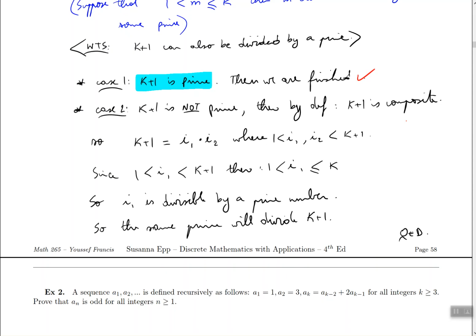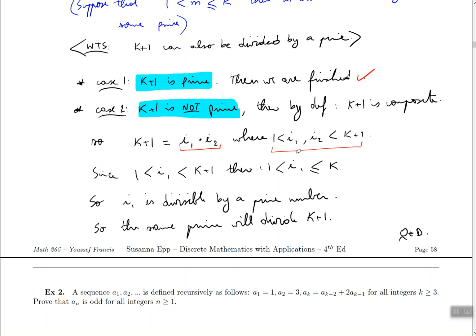The interesting case is case 2, where k plus 1 is not prime. So what do you do if k plus 1 is not prime? Well, if it's not prime, then it's automatically called a composite number. And composite just means that it can be written as a product of two integers, where the integers are somewhere between 1 and k plus 1. That's what it means to be composite: you can be written as a product of two numbers.